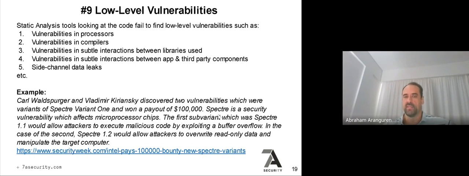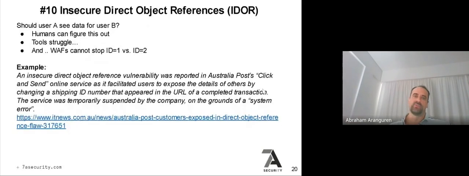An example of this could be the Spectre vulnerability, for which these guys got like 100K, right? So yeah, there are a lot of examples like this.